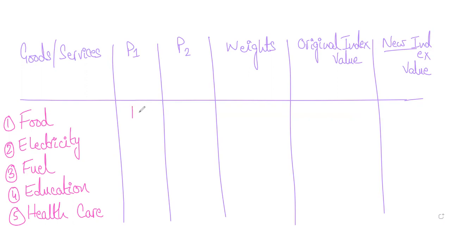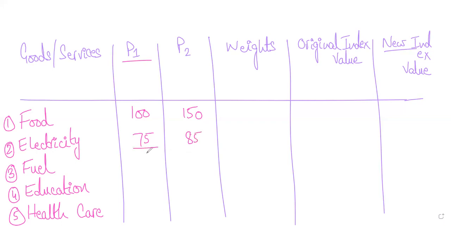Now, let's say 1 kg of wheat at the start of the period was 100 rupees. Then at the end of the period, the price was 150. Are you guys getting me? What I'm doing over here is, in this column, I'm writing the price of this product at the start, and in this column, I'm mentioning the price at the end of the period. Got it? Simple.